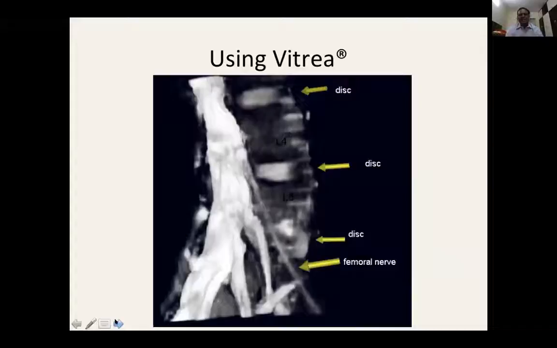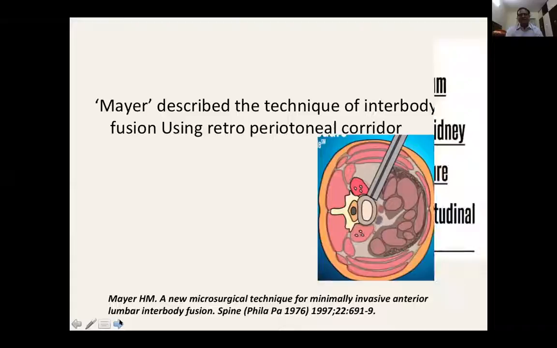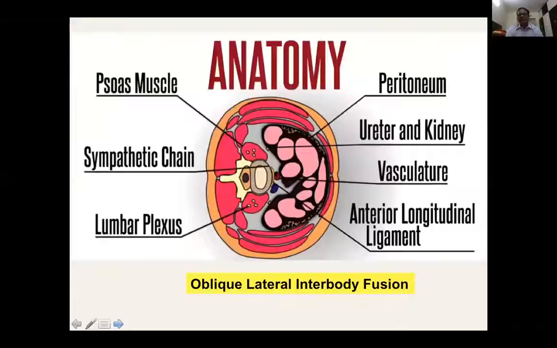To avoid entry into the peritoneum, one can use the technique Mayer first described for interbody fusion using a retroperitoneal corridor. Instead of going through the psoas muscle and having a potential risk of damaging the nerves, one can go in front of the psoas and behind the aorta and enter this space, which is the safe zone. So in a pre-op MRI, one has to see whether there is a safe zone here to decide whether it's a good candidate for oblique interbody fusion. If the MRI shows a good space between the aorta and the border of the psoas muscle, then one can plan an oblique fusion. Otherwise, one should not do an oblique lumbar interbody fusion.